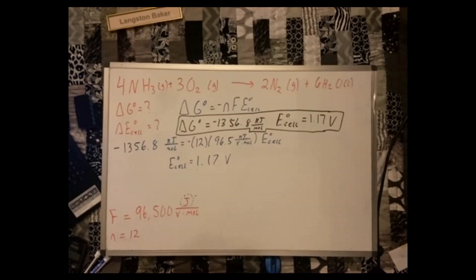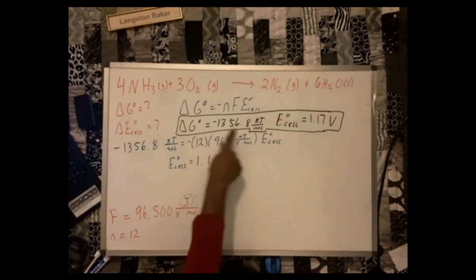Did that make sense? Let me make sure those are the right numbers. Yep. Make sense? Right, don't forget, pay attention to your units. This is where you could get tripped up if you forget that your Faraday's constant is in joules and that delta G is in kilojoules.